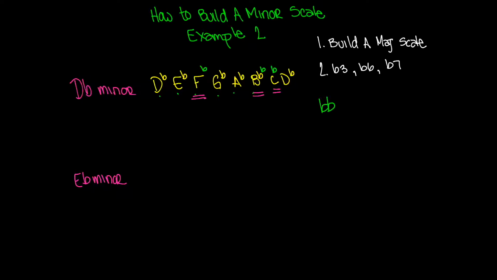And I know that a function of a flat brings a note down a half step, so this is going to bring a note down. It's going to go down by a whole step. Okay. But when I look at this scale, this looks really tricky, right?